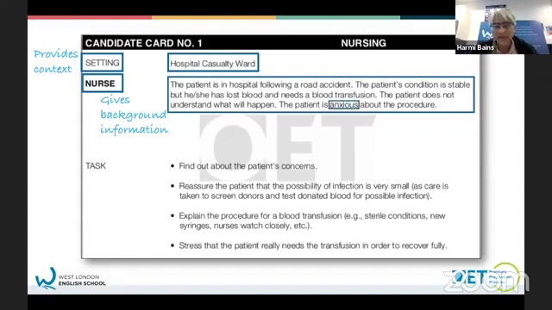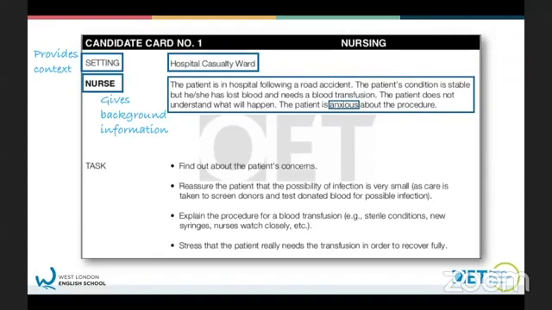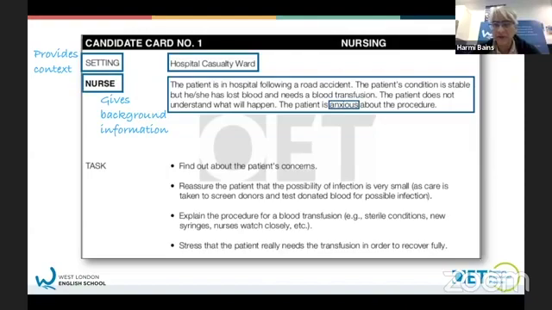Here it's telling you something, the patient is anxious. It's an important word to pick up on. And Kamala, we were talking about this earlier. What do you think? It's telling you the patient is anxious. So why is that important for you?